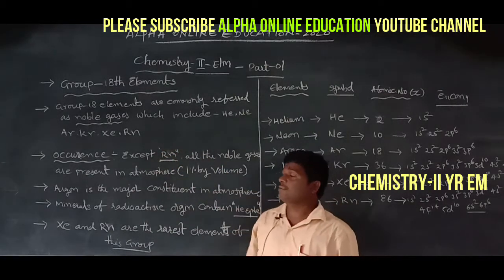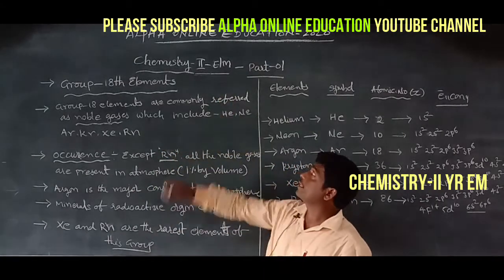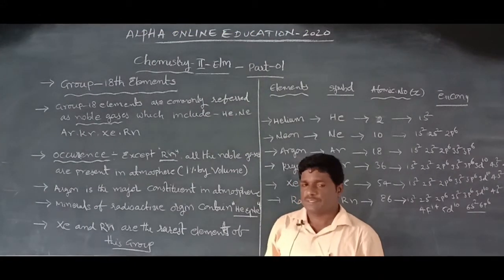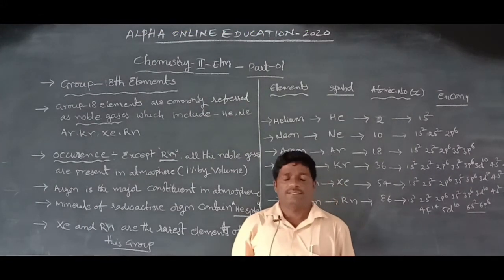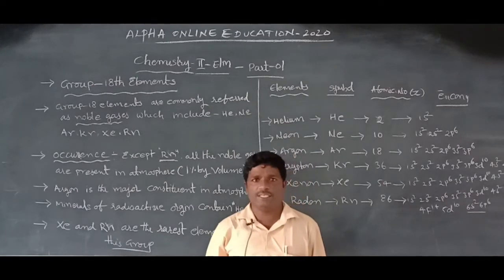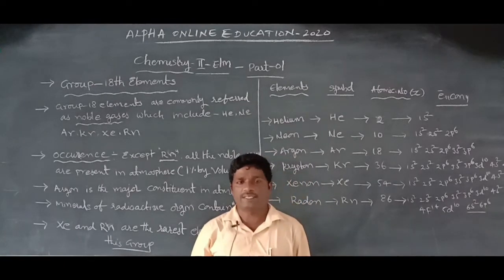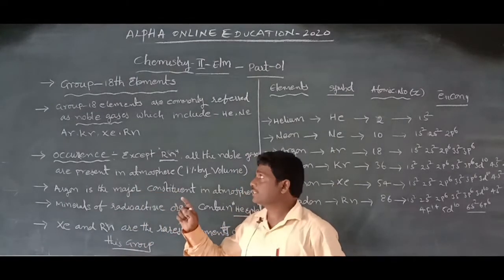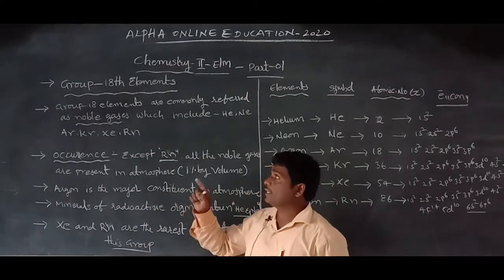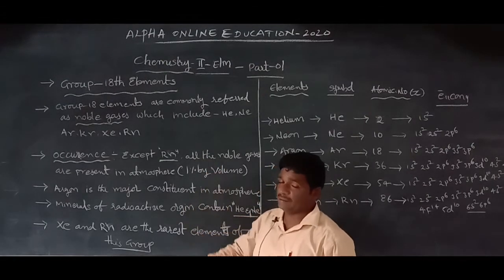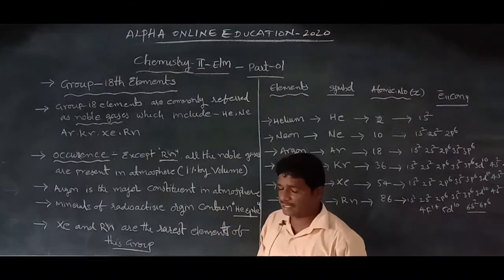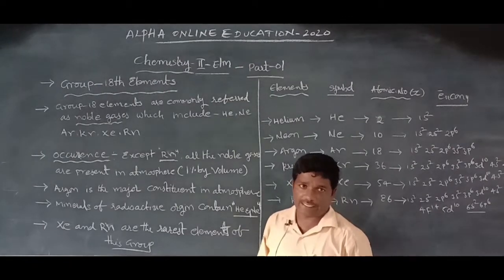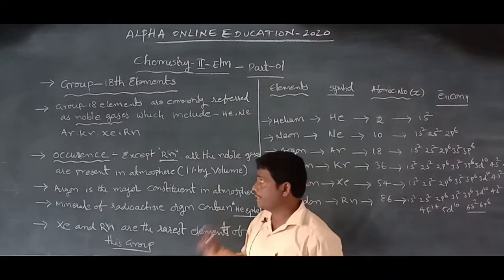Today we are going to discuss the new chapter, Group 18 Elements, Chemistry Second Year English Medium, Part 1. Yesterday we discussed the Group 17 elements. That is the last chapter. Today we discuss another group, the Group 18 elements. It is also known as the noble gases or inert gases.